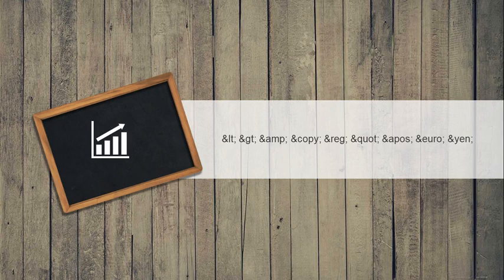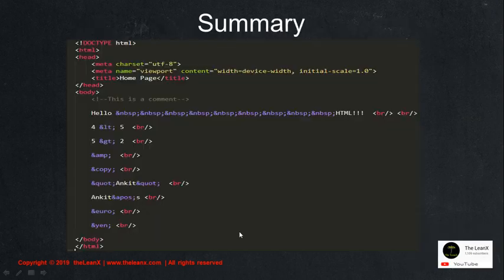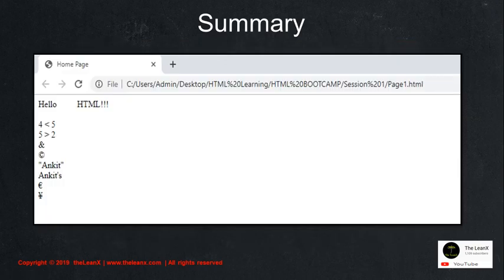Then we have seen some other HTML character entities, and this is what we have seen: non-breaking space, less than, greater than, ampersand, single quotation, pound, yen, euro, copyright, registered trademark, all these things we have seen. And then we have executed this particular code, and this is the output we have seen.